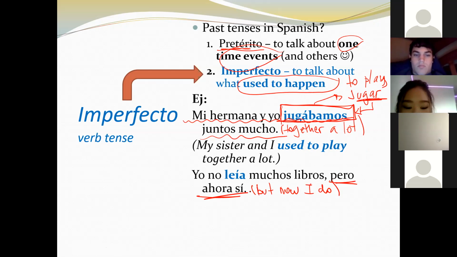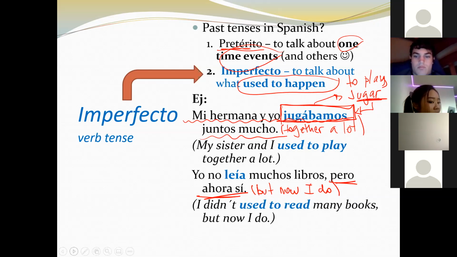Jasmine, do you think you can translate yo no leía muchos libros? Is that read? I used to not read a lot of books, but now I do. You got it. Very nice. I didn't used to read, or the same way you said it in a different order, but it's the same idea. I didn't used to read many books, but now I do.